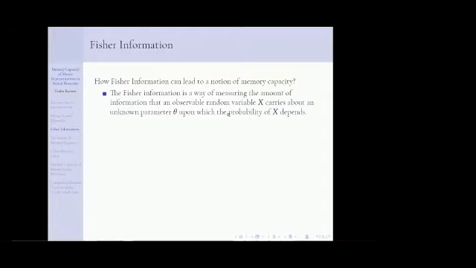So let's now introduce Fisher information, because this is something where we want a notion of information. This notion of information will lead us to a notion of memory capacity. The Fisher information is actually just a way of measuring the amount of information that an observable random variable X carries about an unknown parameter theta, upon which the probability of X depends.